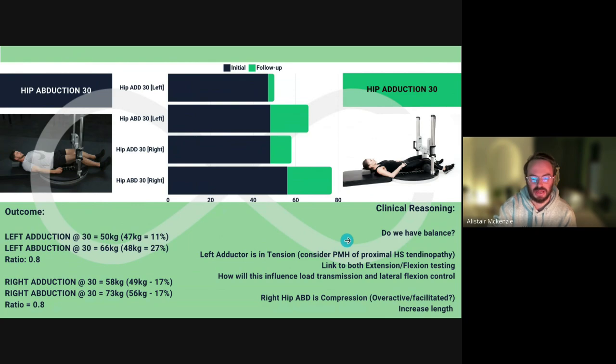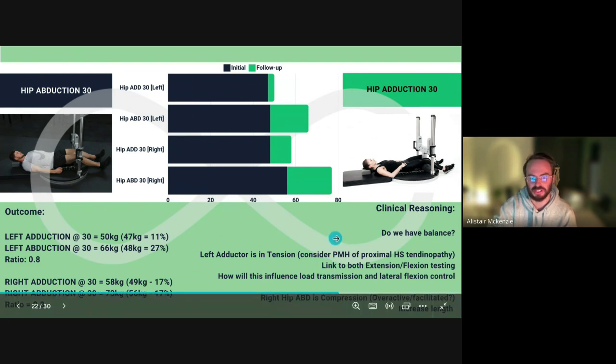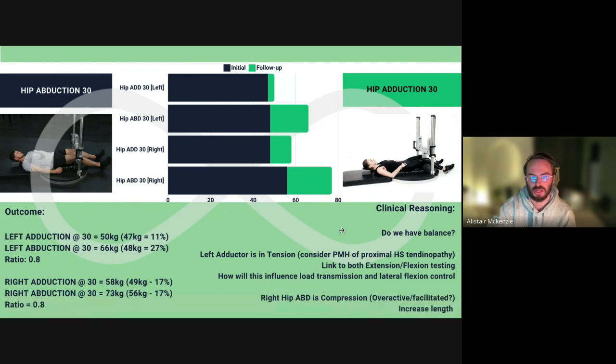deficit. And again, how will this influence running when we return to our early stage cyclical loading? How will this contribute to lateral flexion with that right hip abduction in a larger place? And how will that offload or increase the load on the lumbar lateral flexors, which we'll look at later?